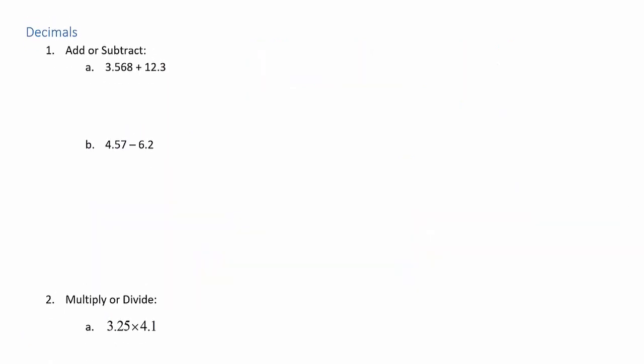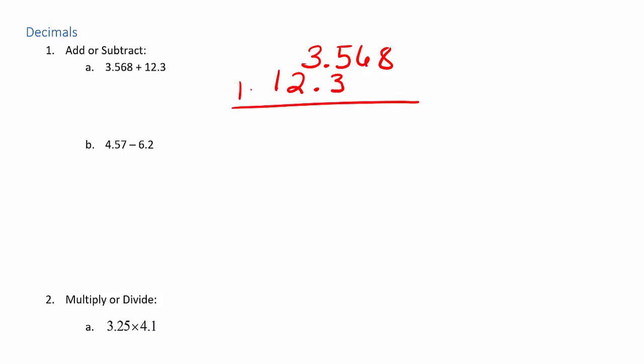Now to work with decimals, if you want to add or subtract, the main idea is you have to make sure that the decimal lines up when you do the addition or the subtraction. So if I want to take 3.568 and add that to 12.3, I just want to make sure that when I write those numbers down, the decimal point lines up. Technically, there are zeros after the last number in a decimal. You can put those in if that helps you.